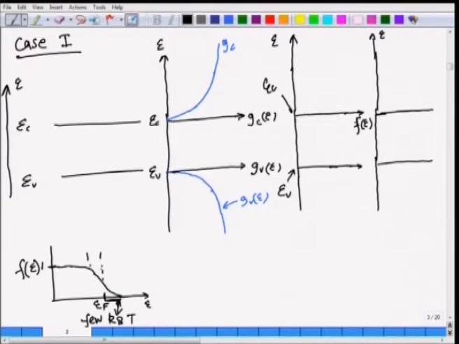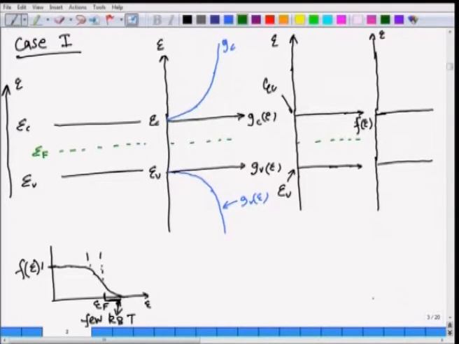Now, we have to know where the Fermi energy, EF, is. It all depends on EF. That sets the 3 cases. In the first case, I am going to take the Fermi energy right here, about the middle of the band gap. Somewhere here is my Fermi energy. So, what happens if the Fermi energy is here?